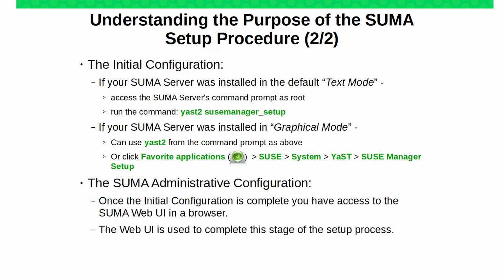The initial configuration stage will be completed from the command line of your SUMA 4 server if your SUMA server was installed in text mode. In other words, what was called Run Level 3. If you installed your SUMA server in graphical mode, Run Level 5, then you can use either the GUI-based YaST interface or use the YaST2 command line interface. Regardless of whether your SUMA server was installed in text or graphical mode, you'll bring up a browser and complete the administrative configuration stage from within the SUMA web UI.